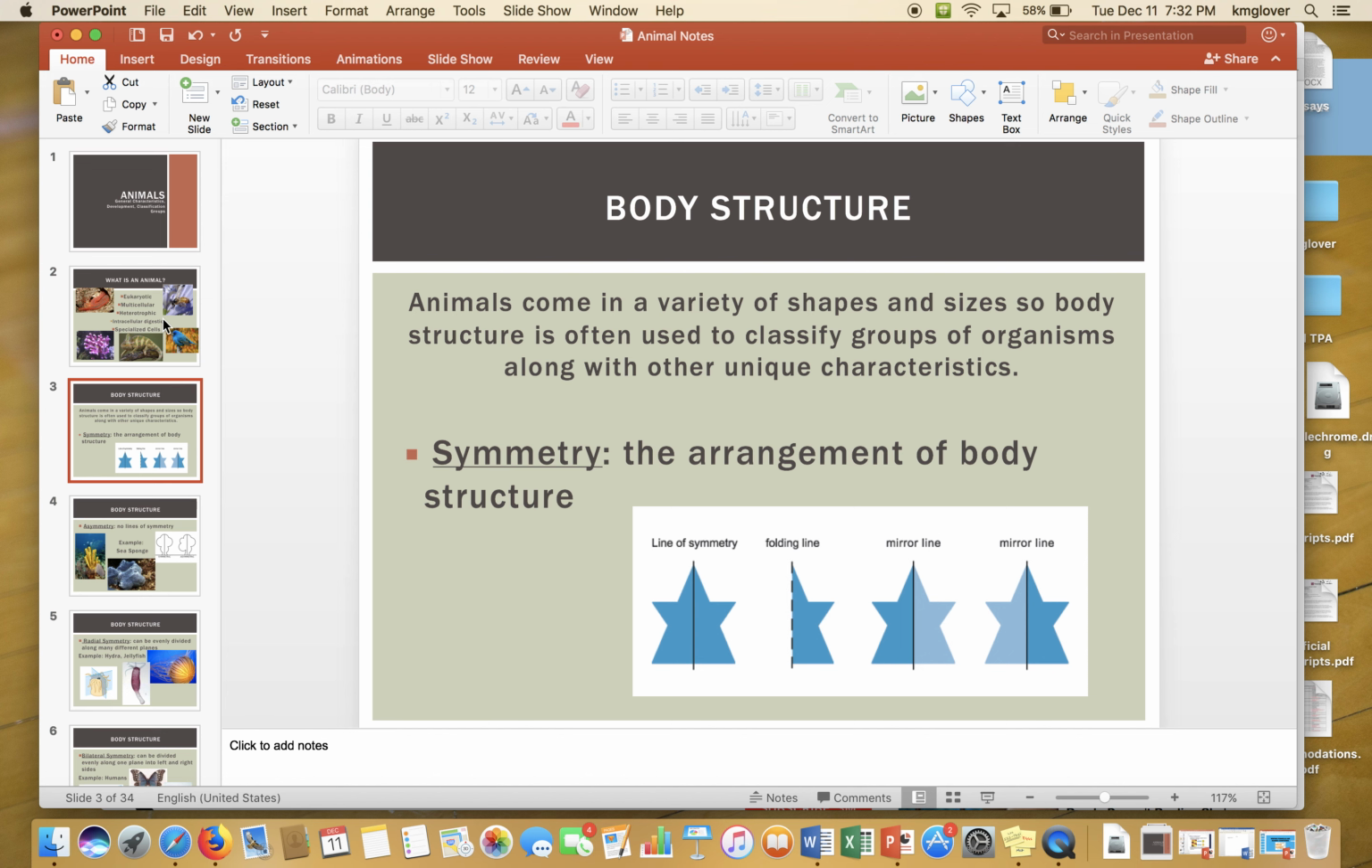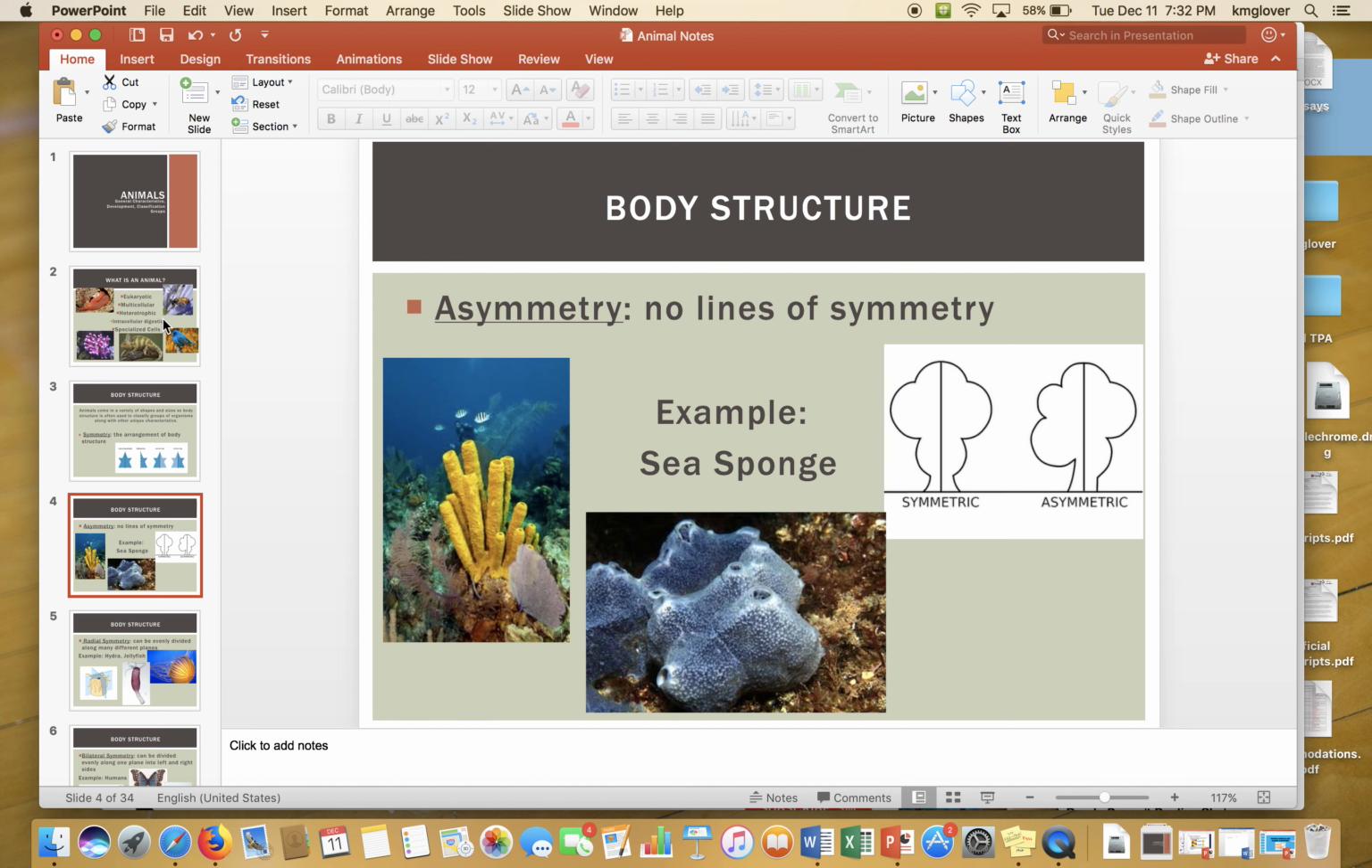Now some things like sponges are asymmetrical. If you look right here, this side is symmetric, so this side is the same as the right side, but here the left side and the right side are not the same, so there's no symmetry. We call it asymmetrical. If you look at a sea sponge, if I divided it down this line right here, the right side and the left side would not be the same, so that is asymmetrical. Again, an example is a sea sponge.